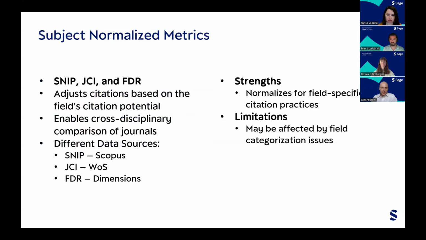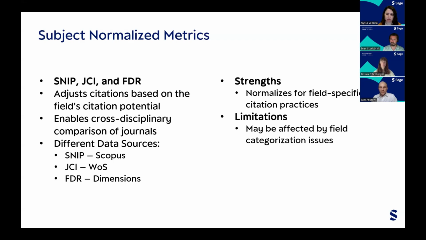Other metrics attempt to adjust for differences in citation behavior across academic disciplines. So some fields publish and cite far more frequently than others, which makes direct comparisons between them impractical. Source normalized metrics adjust citation ratings to make cross-disciplinary comparisons more meaningful. So an example of such metrics include the SNIP from the Center for Science and Technology Studies, Clarivate's Journal Citation Indicator, and the Field Citation Ratio, which is accessible via Dimensions.